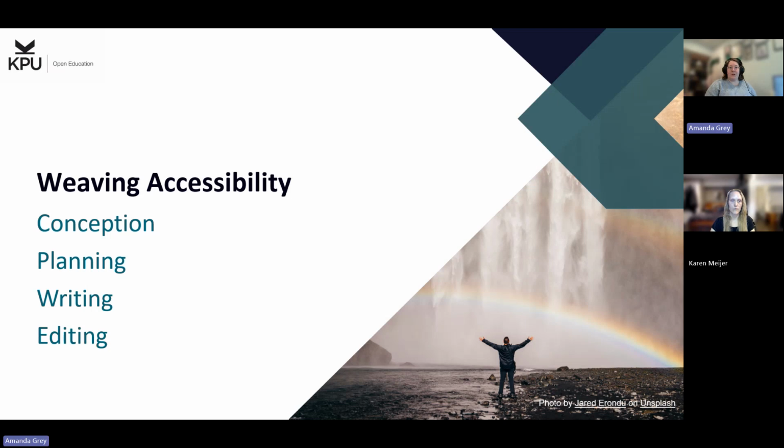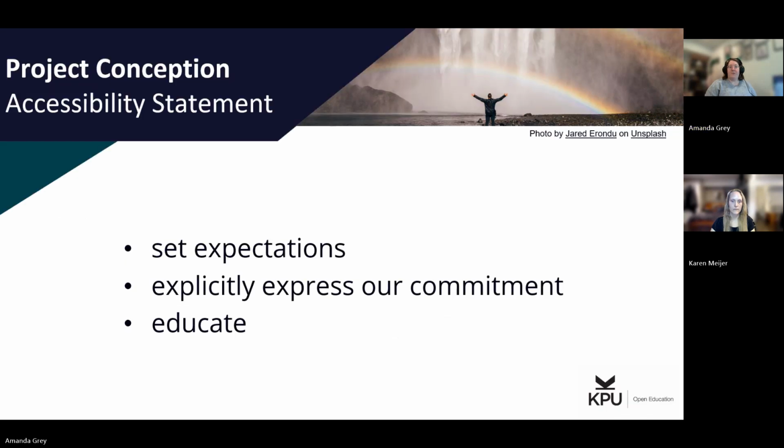So, how did we do that? First off, before a publishing project even starts, we need to make clear what Opus's position on accessibility is. We created and used an accessibility statement to inform faculty of our expectations when it comes to our published works. We also wanted to state our commitment to accessibility publicly and also to educate on why accessibility is important, especially in an open education context.